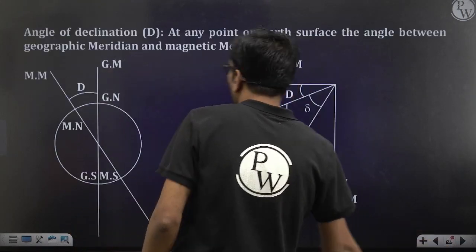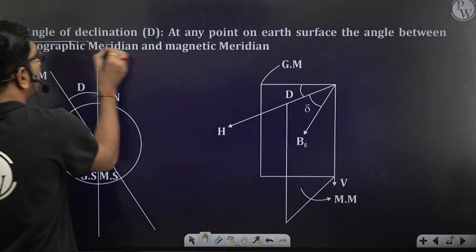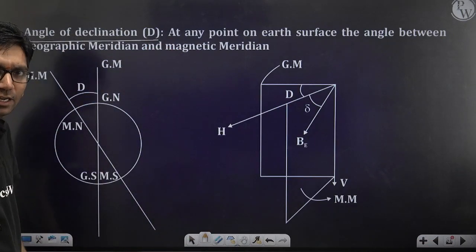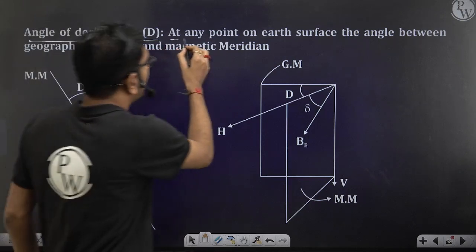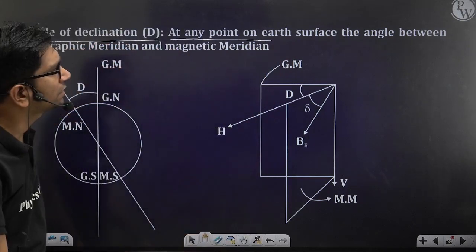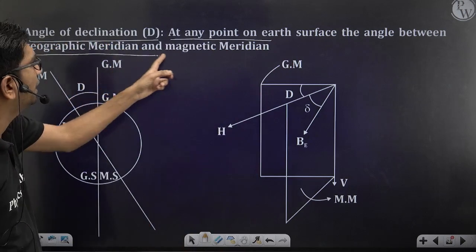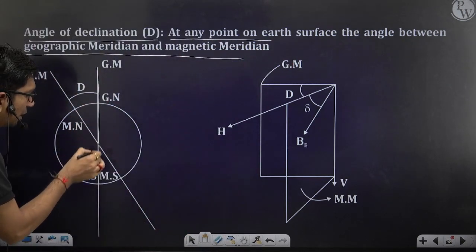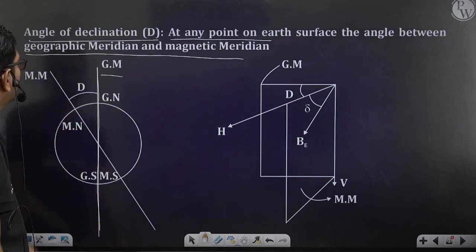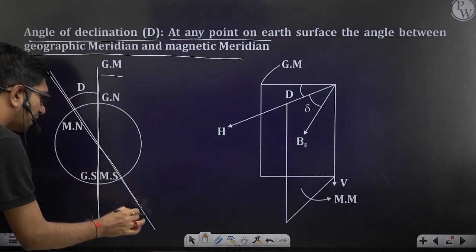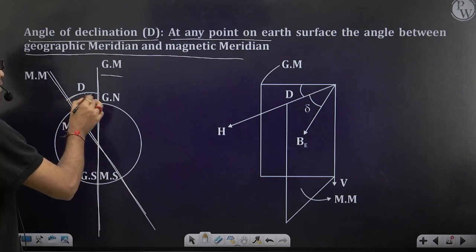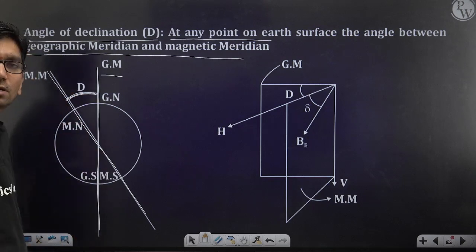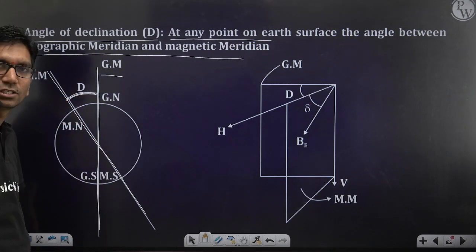Correct. Now, what is the angle of declination? See here, we have a geographic meridian. At any point on the earth's surface, the angle between the geographic meridian and the magnetic meridian is called the angle of declination. So this is the geographic meridian, and this is the magnetic meridian. The angle between these two planes is called the angle of declination. Is it clear?